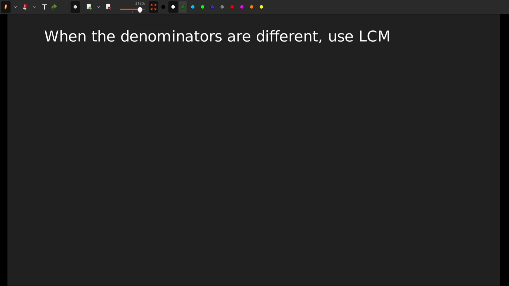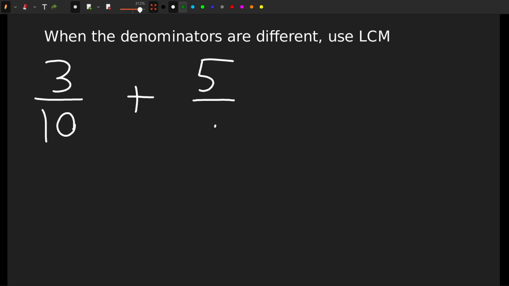So I'm going to have an example here where I'm going to have 3/10, and I'm going to add 5/8 to it. Now, since they have different denominators, they're different fractions of a whole, and it makes it really hard to add them together, especially when they're not of like terms. So what we're going to do is we're going to force these denominators to be the same. And what that means is we need to find the lowest common multiple between 10 and 8.